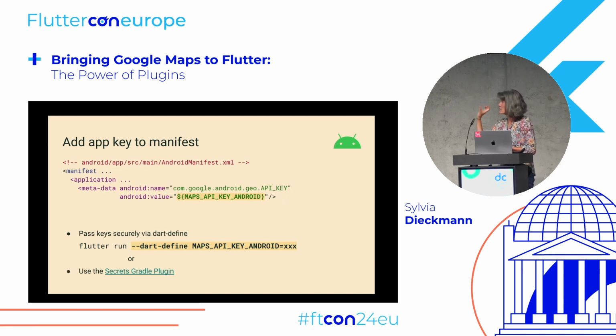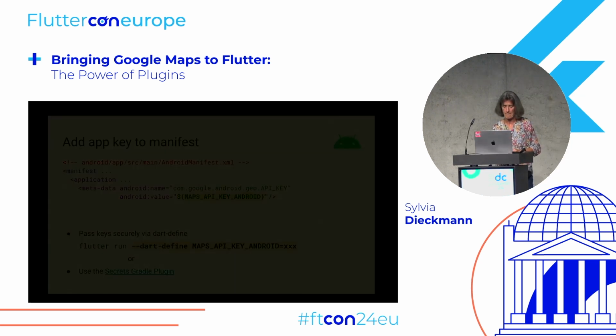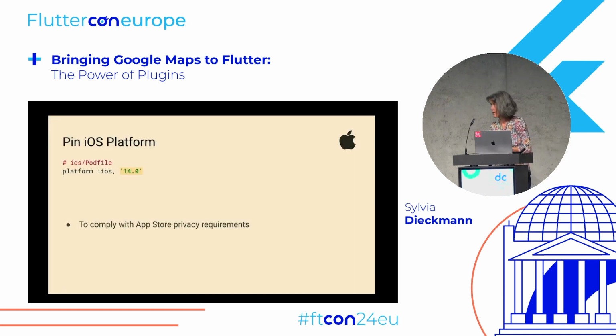You can use the secrets Gradle plugin. It works beautifully. I tried it. The problem is that you will also need the same key later in your Flutter code, and the Gradle plugin does not help you there. It only helps you on the Android side. That was Android. Now on to iOS.